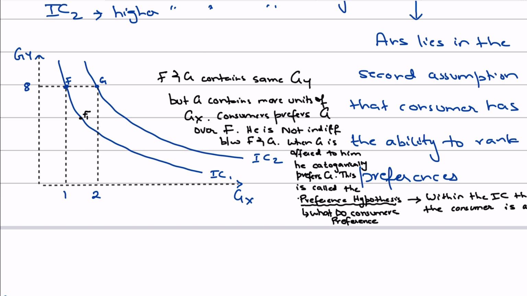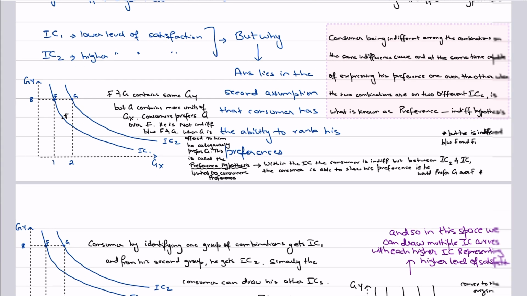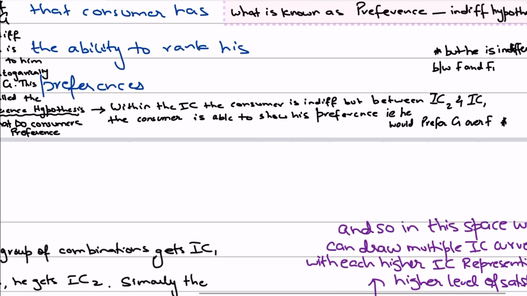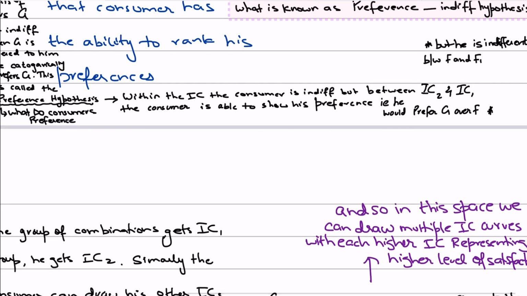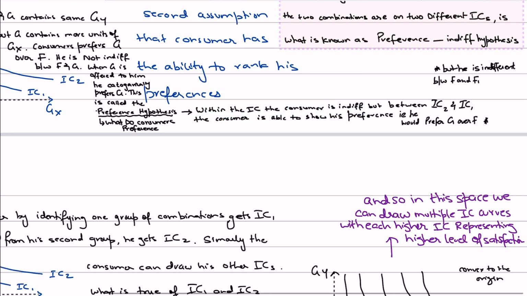That what do consumers prefer? तो इकोनॉमिक टर्म है that will help you in your 20 mark answer, वहाँ पे you can write this, ठीक है? So preference hypothesis यही है that consumer knows his preference, which means that within the indifference curve the consumer is indifferent, but between IC2 and IC1 he is not indifferent. Consumer is able to show his preference. He knows that okay fine, IC2 is more preferable and he would definitely prefer G over F, right?